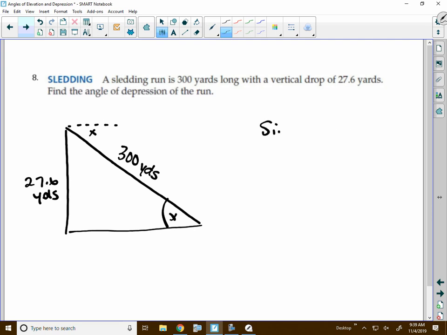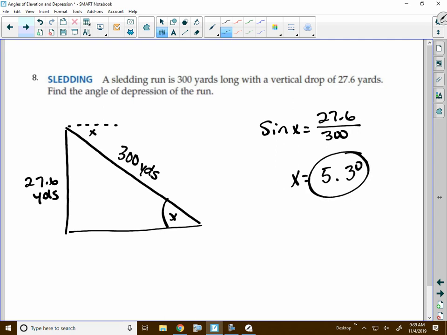That's really long. Remember you're doing trig inverse on this one. Again, very narrow angle. Should be 5.3 degrees.